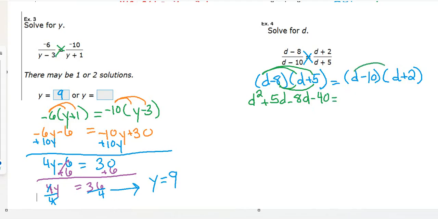On this side, same deal. d times d gives us d squared. d times 2 gives us a positive 2d. -10 times d gives us -10d. And -10 times 2 gives us -20.